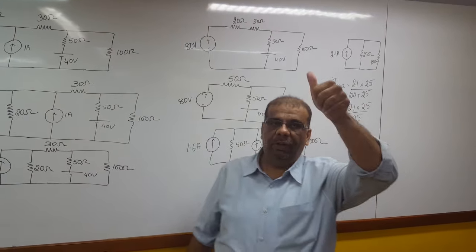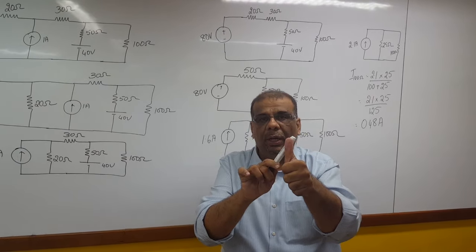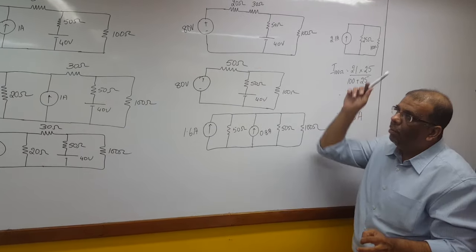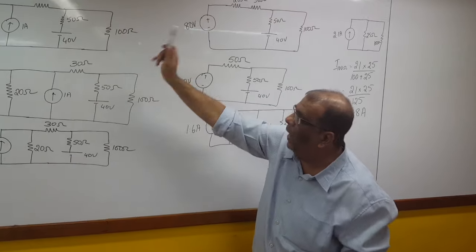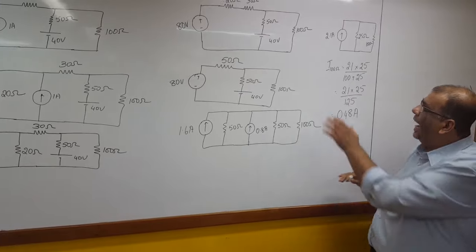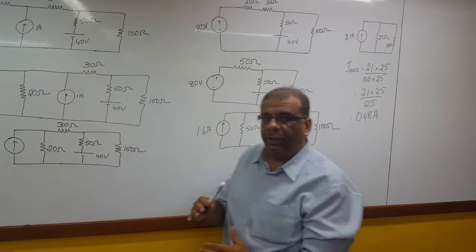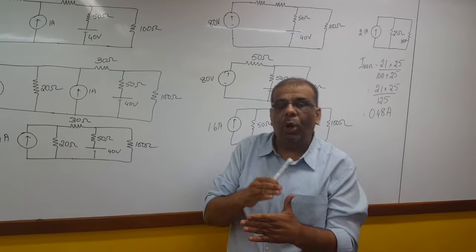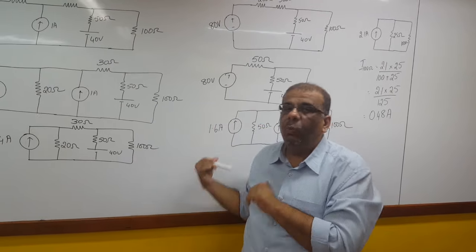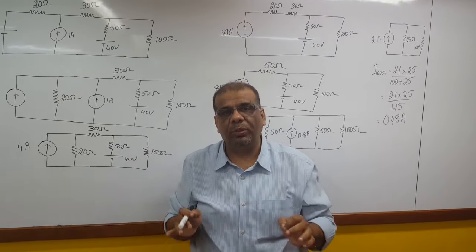Not to forget, first rule, the resistance where current is to be found, you should not touch it. If you look at my entire solution, my 100 ohm resistance, where I had to find the current, I have not touched it. I have left it till my last step. When I'm doing source conversion, either convert voltage source or current source as per your convenience. Don't look at what we want. Follow your own simple method of source conversion.